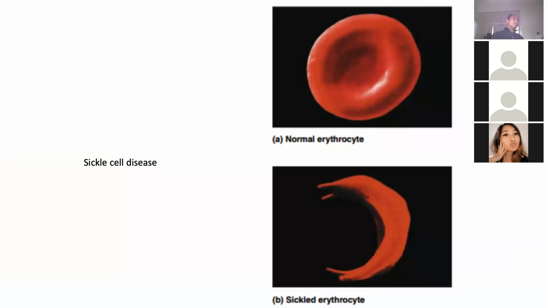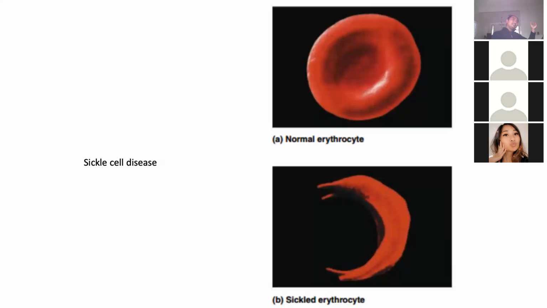Sickle cell, look at the normal RBC. It is a circular structure on one side. It's a biconcave structure. When there is a problem with sickle cell disease, their RBC, their hemoglobin has a different amino acid change, and therefore their function is not very good. And once there is low oxygen, hypoxia, their RBC will change into a sickle shape. So that is what we call sickle cell disease.